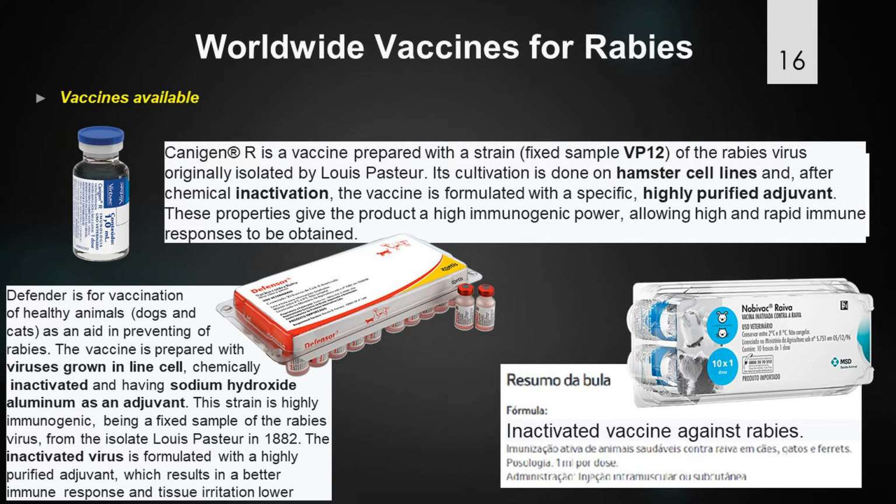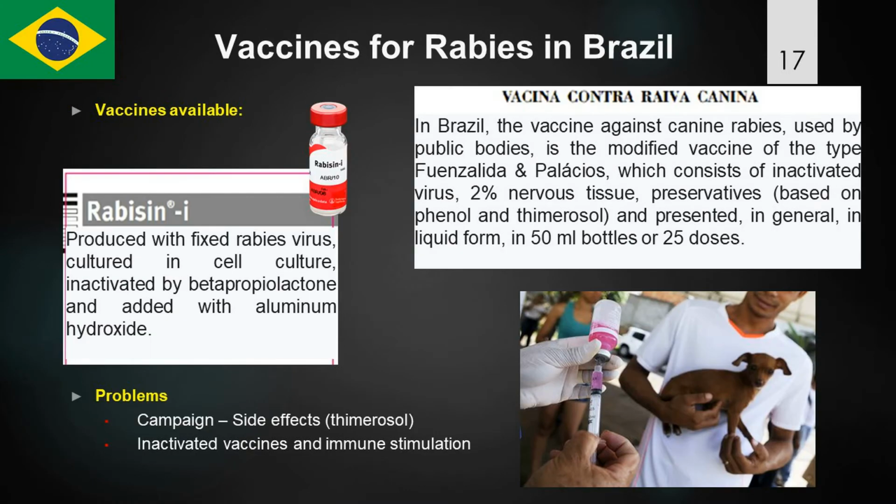Vaccines for rabies are used worldwide. In this slide, we can see some rabies vaccines used. All the vaccines are inactivated and have hydroxyaluminum as an adjuvant. In Brazil, we have commercial vaccines for rabies.